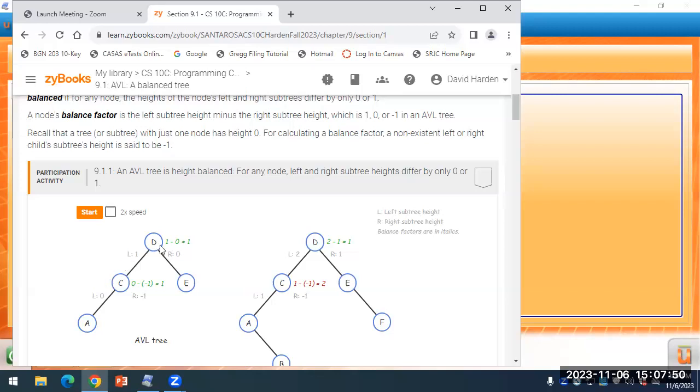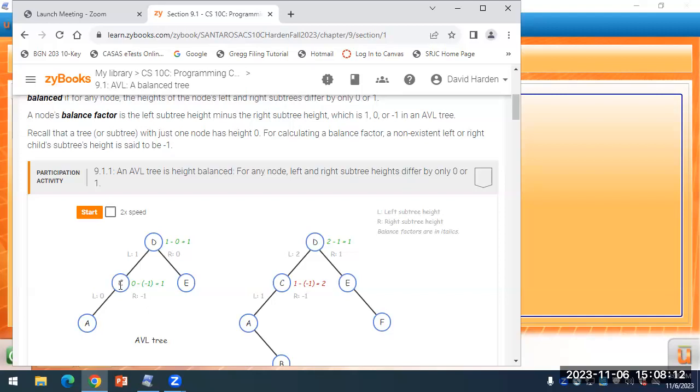So the height of D's left subtree is 1, the height of D's right subtree is 0, so the balance factor is 1. So we're okay on node D, right? And then we just go through and do that for every node in the tree. Hopefully after a while, we don't have to do it for every node in the tree. It becomes a little bit intuitive.